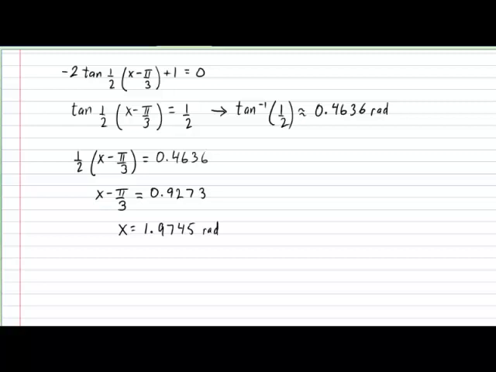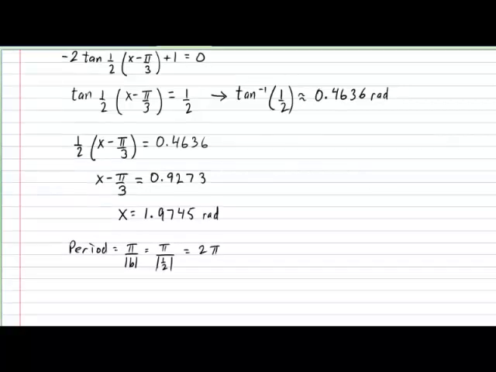need the period. In a tangent function, the period is determined by the calculation pi divided by the absolute value of b. And in this example, it will give us a period of 2 pi. And with the period, we can provide a final conclusion that, in this example, the zeros will occur at approximately 1.9745 plus 2 pi n, where n is an integer. And that's all there is, ladies and gentlemen, to determining the zeros of a tangent function.